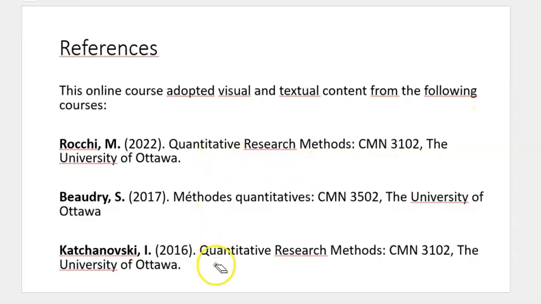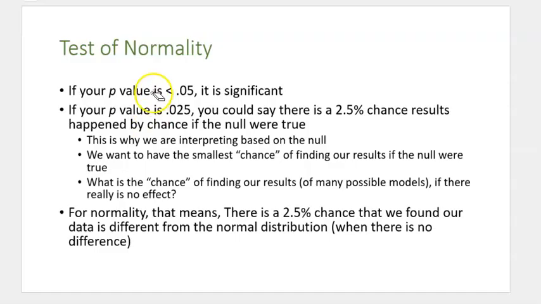These are the three courses I adapted the contents from to my course, so you will understand that is a reference. So about the test of normality. When we talk about how you will accept or reject the null hypothesis and the alternative hypothesis, it's very important to understand the crucial point.